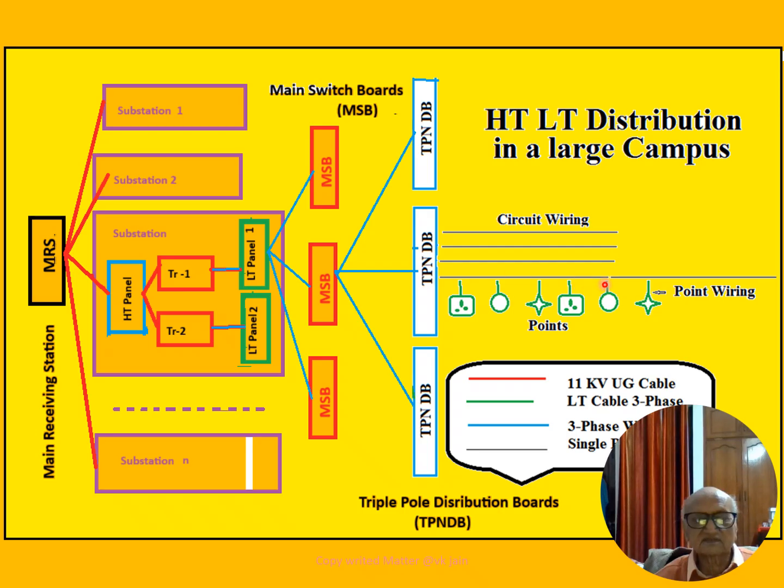The concept of circuit is that on one circuit you can connect many points. This is one circuit from here to here. This circuit is on 230 volts, single phase, and we have connected so many points. In one circuit you can connect points of 800 watt each. Normally it is taken as 1 kilowatt, that means 1000 watt, but we can go up to 800 watt in one circuit. And here the wiring is 2 into 1.5 square mm.